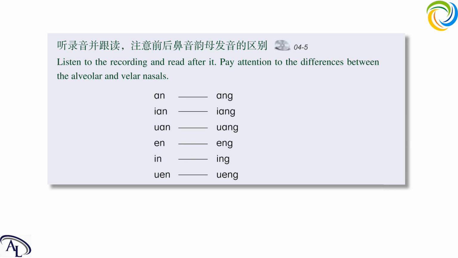Next, you can see my tongue is rising up to touch the upper gum. Next, this time my tongue is not rising up to touch it. Next, in. Next, in. Next, one. Last one, huang. Very good. So this is the alveolar and velar nasal.